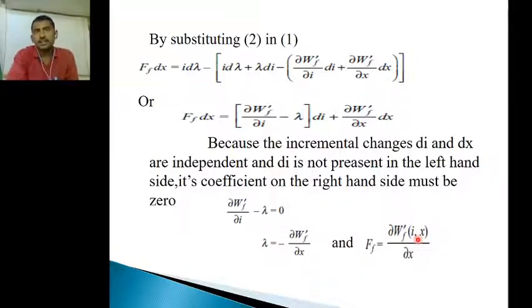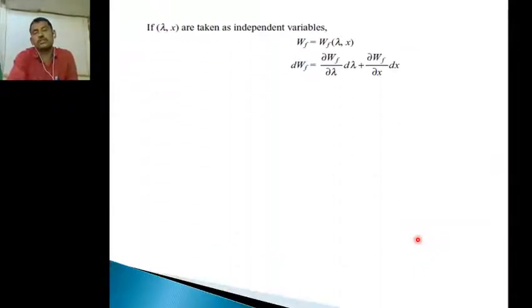And next, in this condition we considered the variables as I comma x, and if you consider λ comma x as the variables, then what do we get? If λ comma x are taken as the independent variables, we get Wf. Why? Because if you consider I comma x, then that is the co-energy, and if you consider λ comma x, then that is the field energy. So here we discuss the field energy.